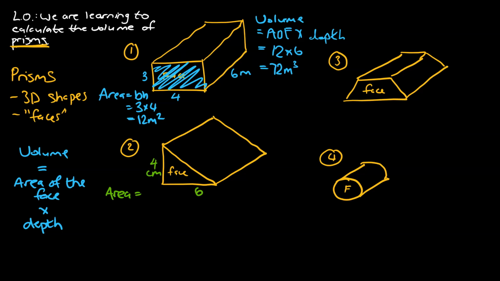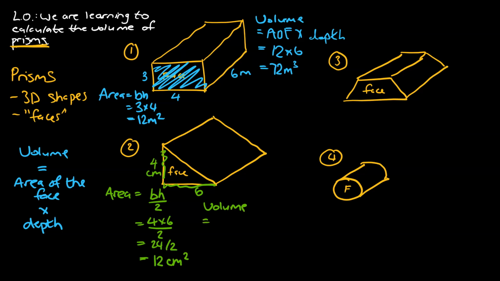So the area of a triangle is base times height divided by 2. So that's going to be 4 times 6. There's the base, which is where we get our 6 from. There's the height, which is where we get our 4 from as well. And then that gets divided by 2. That is 24 over 2, which is, again, by chance, 12 centimeters squared. Now that we have the area of the face, we can go ahead with our volume formula.